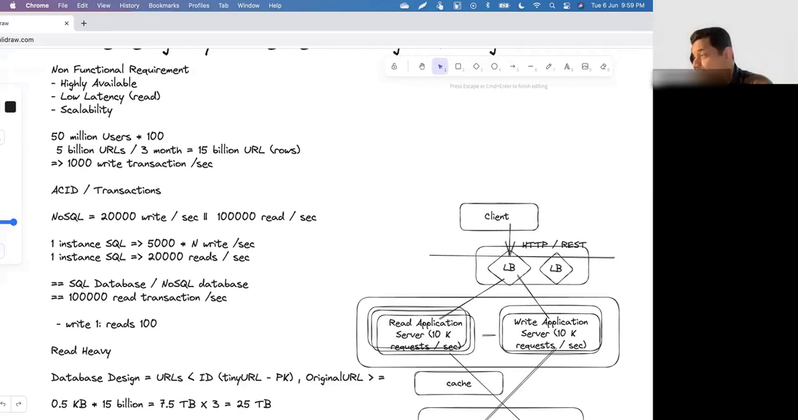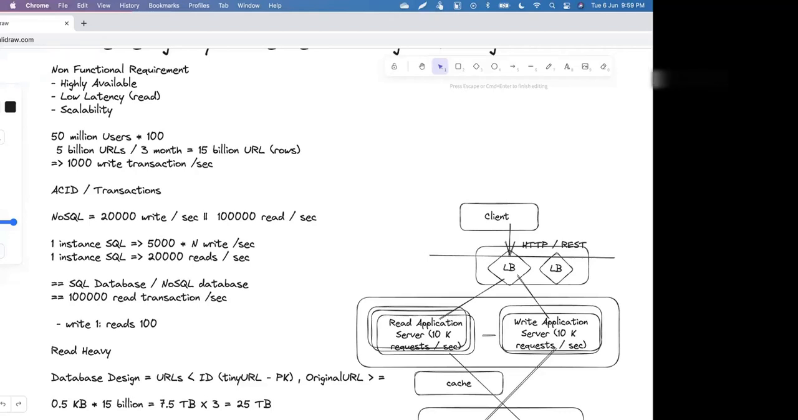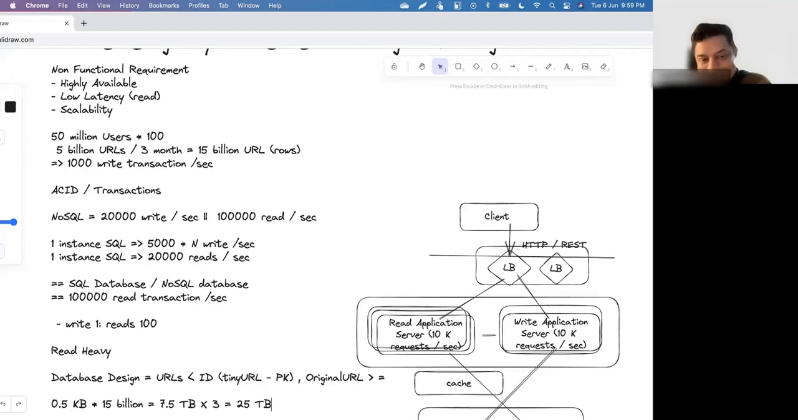See, data also matters, because if the data is coming in petabytes, too much data is coming, then you need to use sharding, or you need to use NoSQL databases. A NoSQL database can deal with large amounts of data as well.